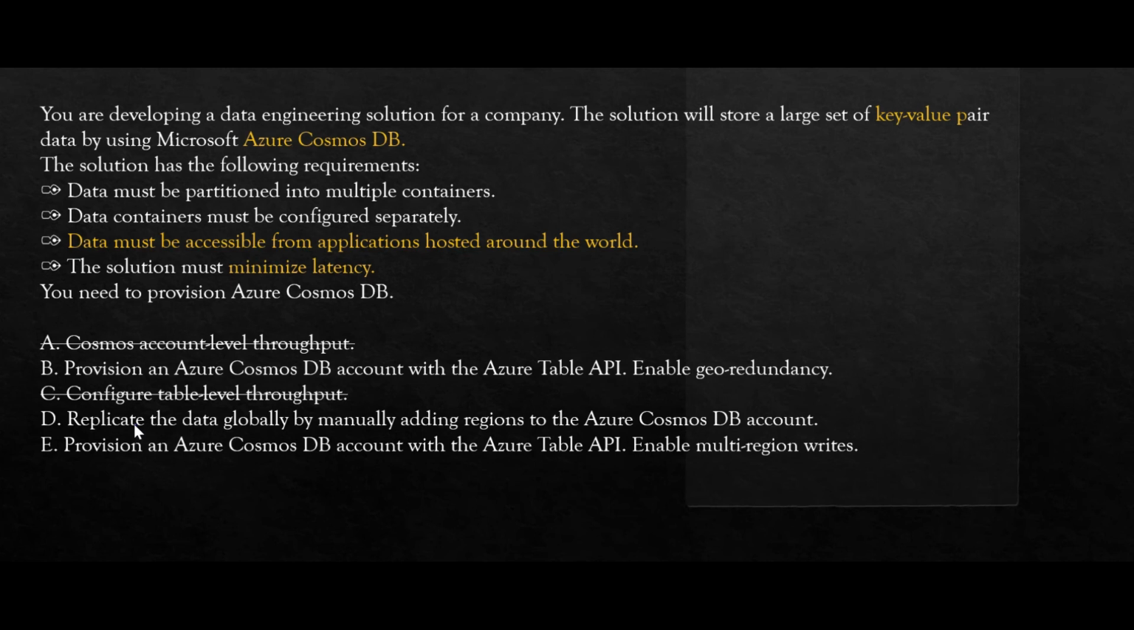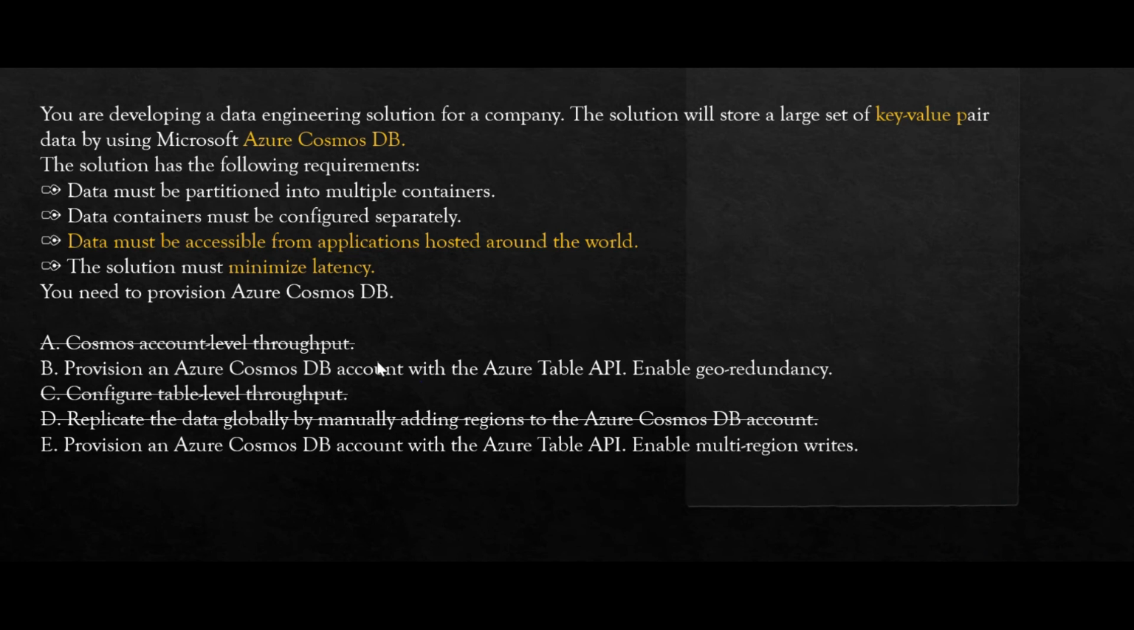Now let's look at option D. Option D is wrong because in this case you are doing a manual addition of the regions to the Azure Cosmos DB, and with Cosmos DB, nothing should be done manually. You should set automatic options here. And the second reason why this option is wrong is because it is saying that the data would be replicated globally manually. So you would never meet this minimized latency requirement. So hence D is struck off.